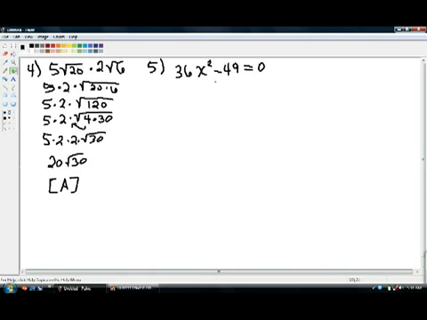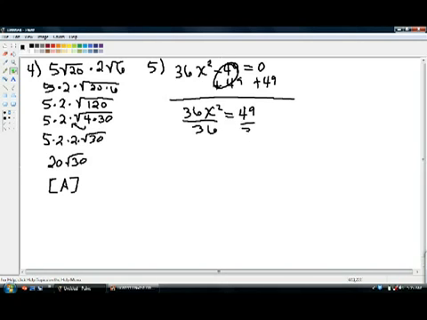Isolate the variable term by inverse operations, so that means I got to add a 49 to both sides. This goes away. I got 36 x squared equals 49. Now I got to isolate my variable. I've got my variable term isolated. Now I isolate my variable. I'm going to divide both sides by 36. That goes to 1, so I have x squared equals 49 over 36.